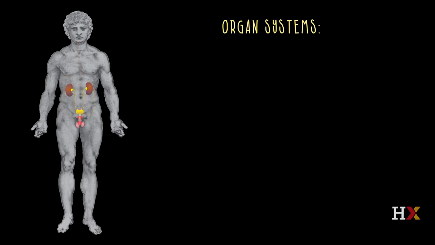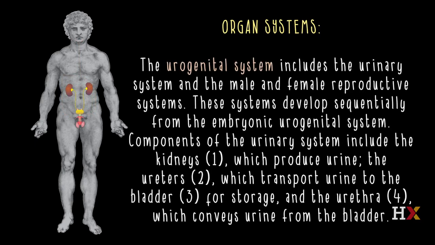These are the organs of the urogenital system. The urogenital system consists of both the urinary system and the male and female reproductive system. We call it the urogenital system because they develop together and kind of inextricably. This slide shows the male reproductive organs, and this slide shows the female reproductive organs.